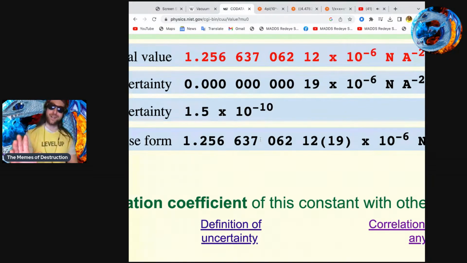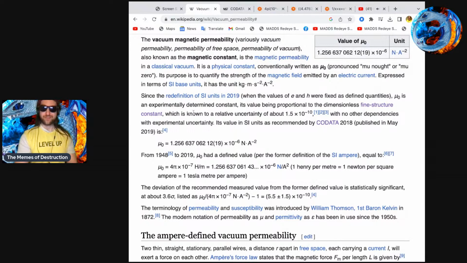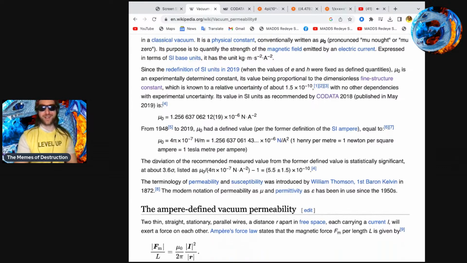We're off again. Like I said, the data doesn't seem to necessarily line up. And again, we've redefined it. And again, just a slight note: since the redefinition of SI in 2019, the values of E and H were fixed as defined quantities. Each is an experimentally determined constant, value being proportional to the dimensionless fine structure constant, which is known to a relative uncertainty. The deviation from the recommended measured value and the former defined value is statistically significant at 3.6. Again, this is why we're conjecturing here. We have to be fair about these things.